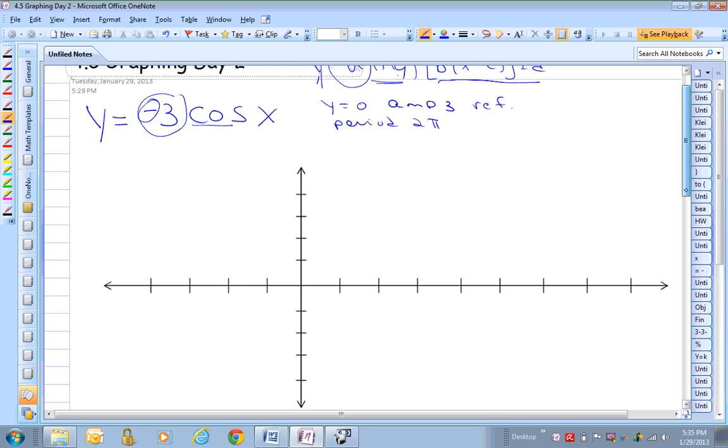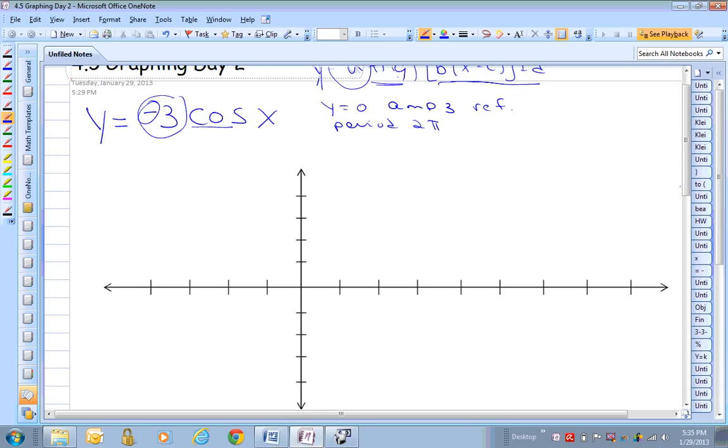So let's see if we can go ahead and graph this. All right, so we know our axis is going to stay where it is, so that's just our major axis. Our amplitude is 3, so we're going to count up 1, 2, 3, and we'll count down 1, 2, 3. And we will actually draw our little highway here with our little dashed lines, and down here at -3.